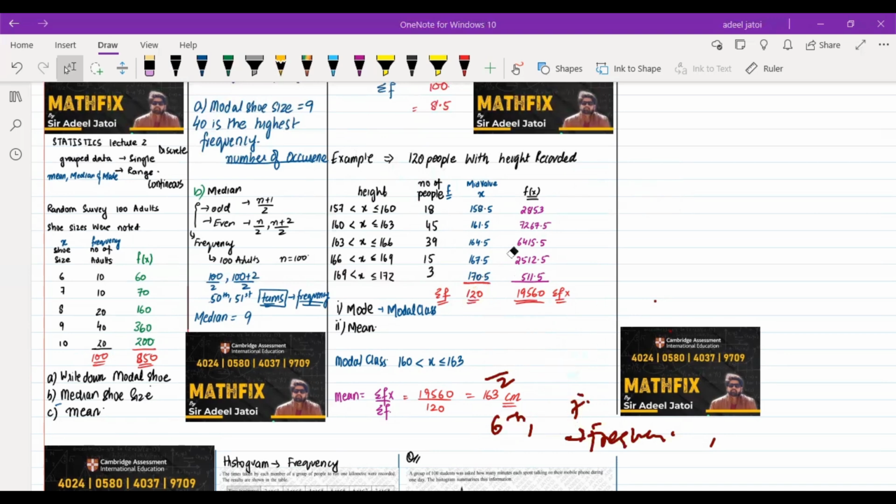So there are two different kinds of data. One is discrete, the other is continuous. When you have discrete data, we directly multiply. When we have continuous data, that means a range of data, we pick up the mid value, and the mid value is multiplied with f to find fx. Then you add all the fx values to get the summation of fx, and then you divide by summation of f, the summation of frequency. I hope that I've made myself very clear. Thank you very much.